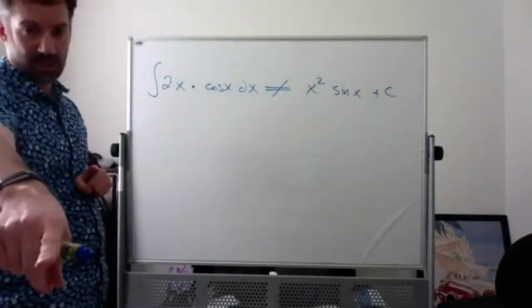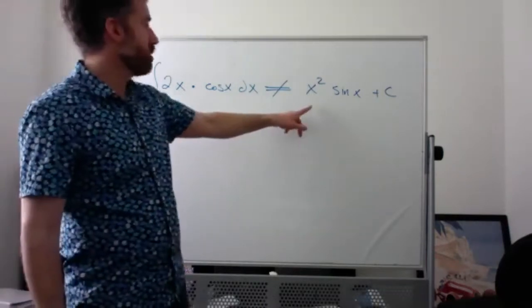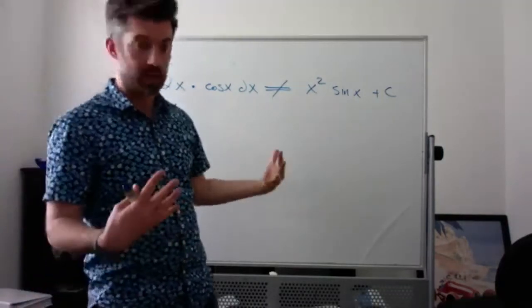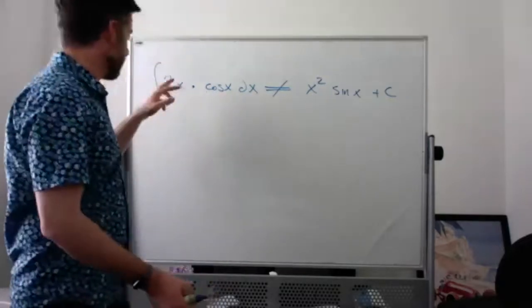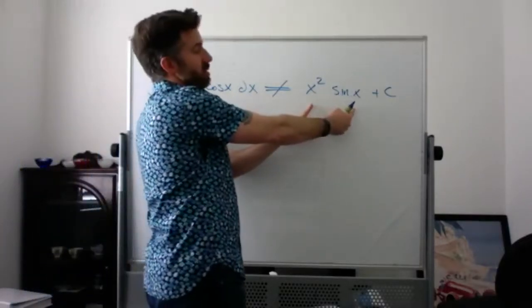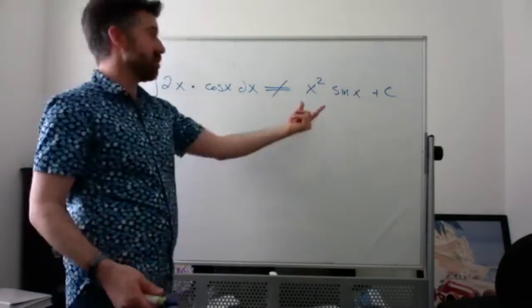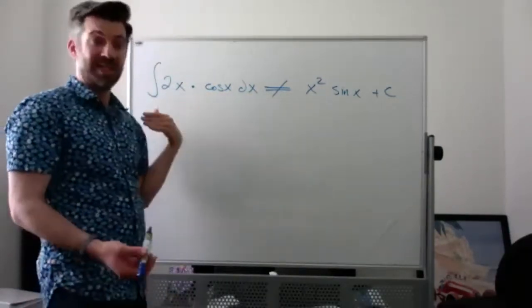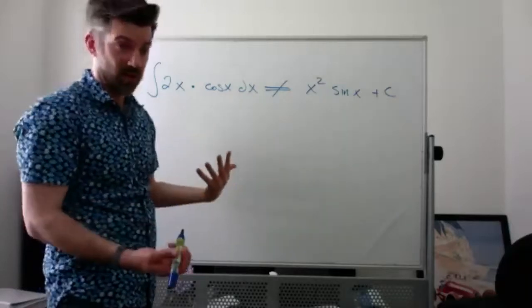I'll back up in just a second if you don't mind. So the reason this doesn't work is because, again, I'm going to remind you, this is an important connection to know. If the antiderivative of 2x times cosine x was equal to x squared sine of x, then it should also be true that the derivative of x squared times sine of x should equal 2x times cosine of x. But it's not, because of the product rule, right?